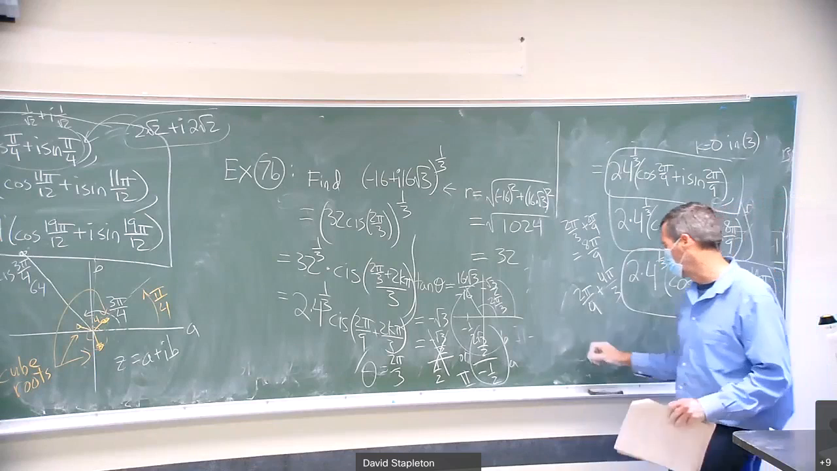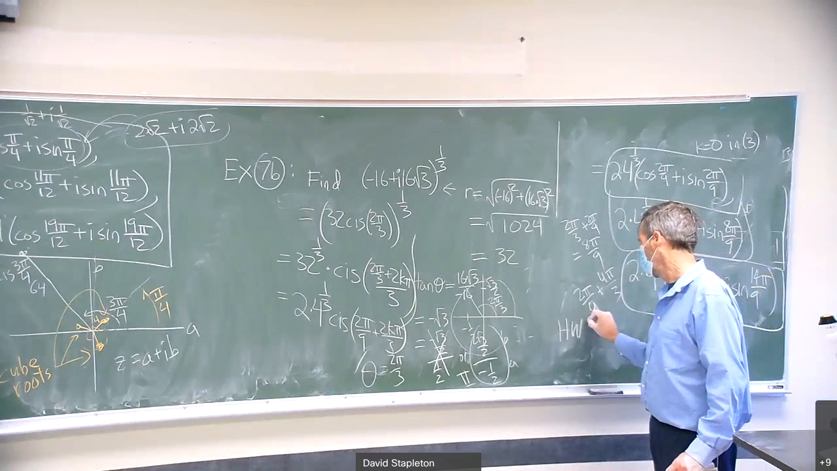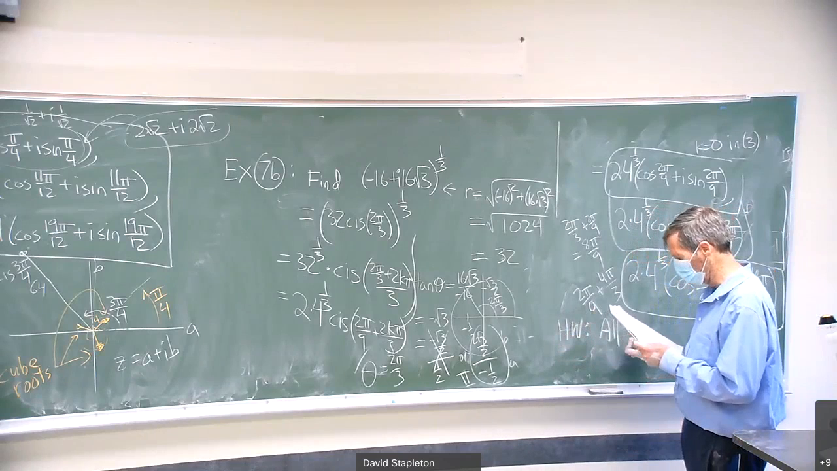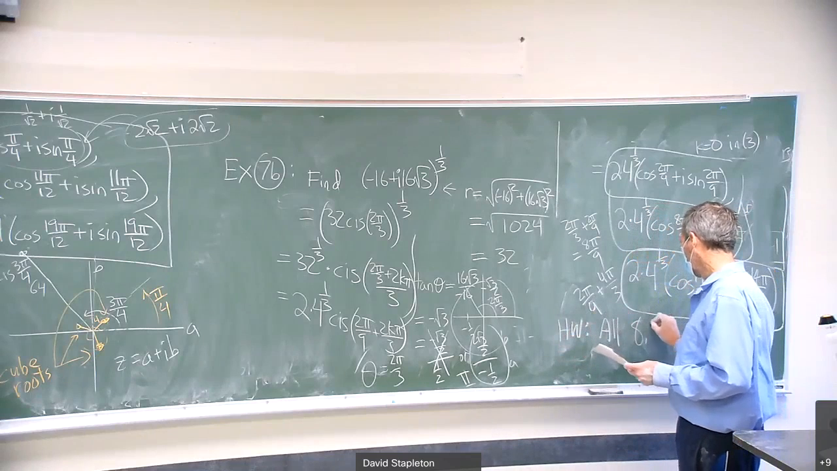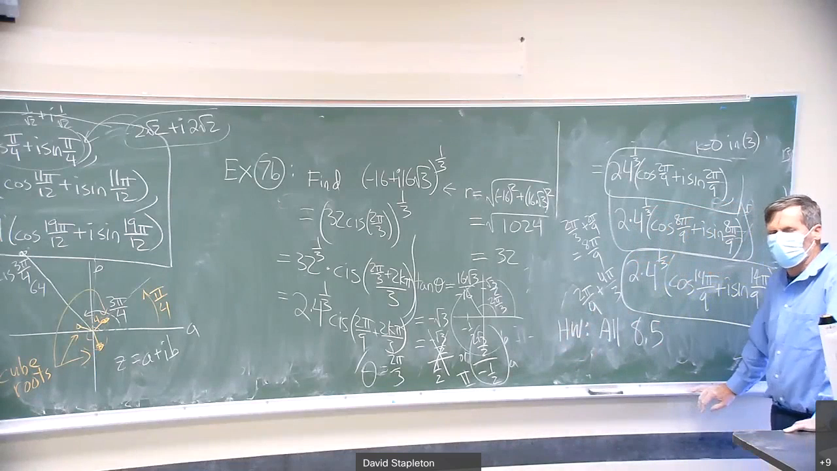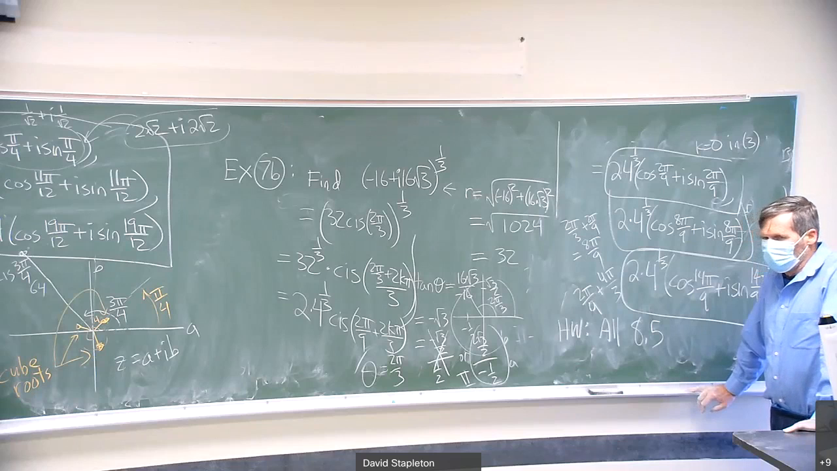For homework, try all of the problems on the UCO supplement, all of 8.5 on complex numbers. Here's what I'm going to do for the final exam if you want to study for it. The practice problems are already out on D2L. You can download those. On the final, I'm going to make it short.